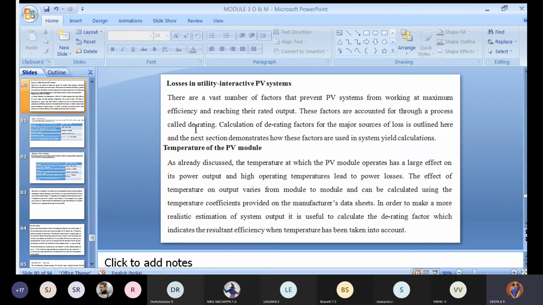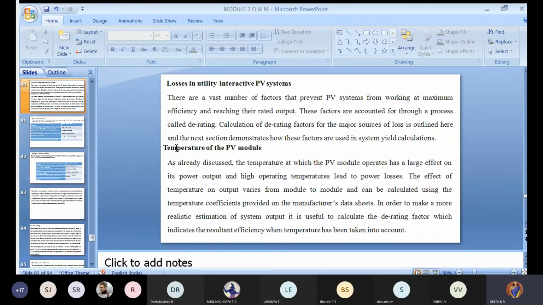I hope I have already shown the calculation where we are multiplying the derating factors with respect to temperature, with respect to shading, with respect to dirt. So we have an individual parameter and we multiply all of those and find what exactly the losses are and how they are affecting the maximum output. So that's what we call calculation of derating factors for the major sources of losses. The losses are outlined here and we are going to demonstrate one example, considering these derating factors, showing how your yield will be affected in terms of calculation.